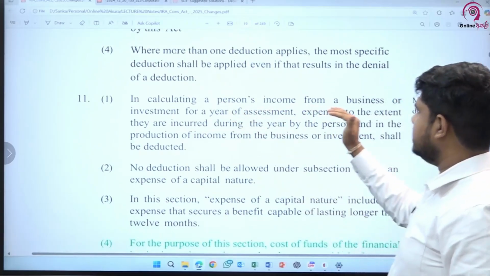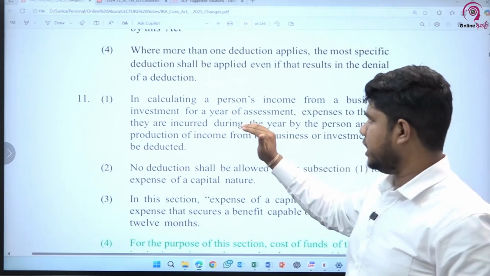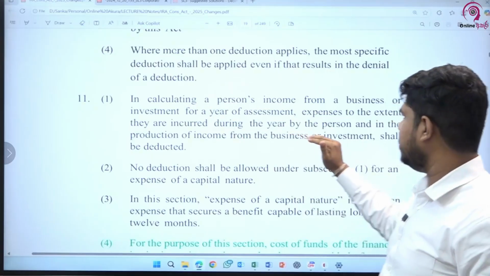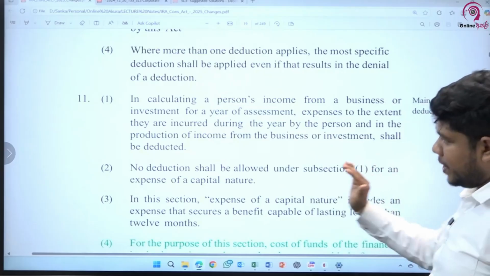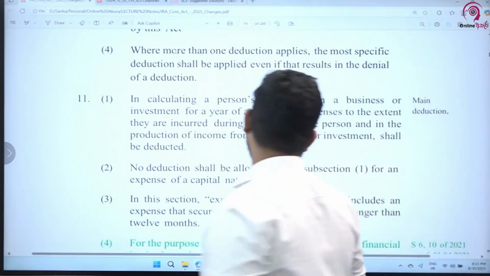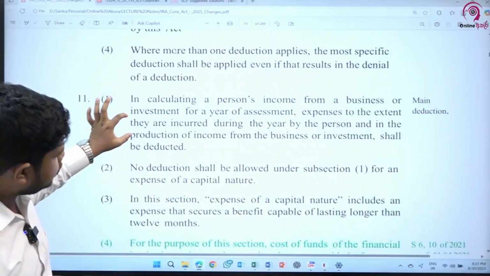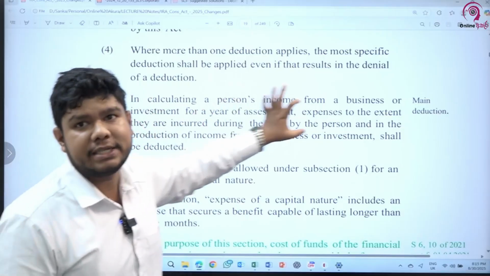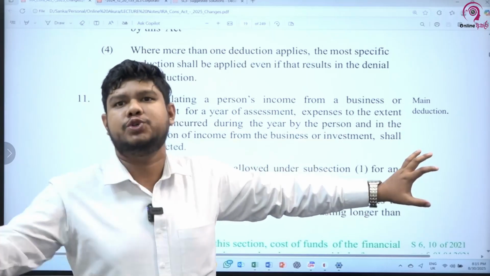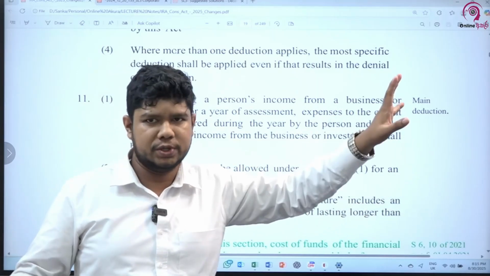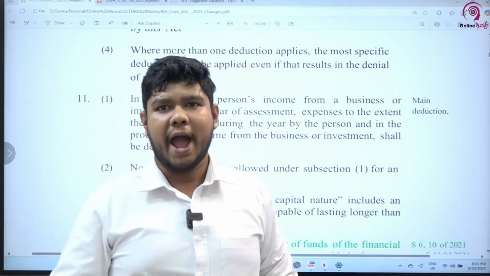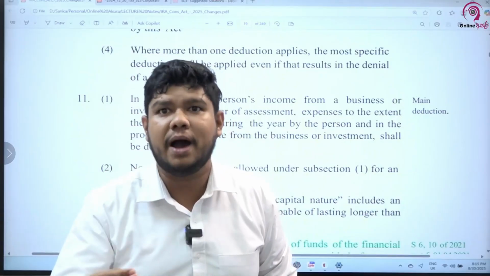In calculating a person's income from business or investment for a year of assessment, expenses, to the extent they are incurred during the year by the person and in the production of income from the business or investment, shall be deducted. So the expense should be incurred and in the production of income. So the gratuity payment, we said it is incurred. You paid the actual cash payment, not the provision. It is incurred in producing income from business.